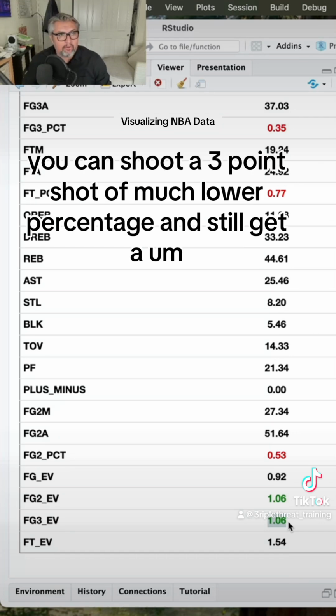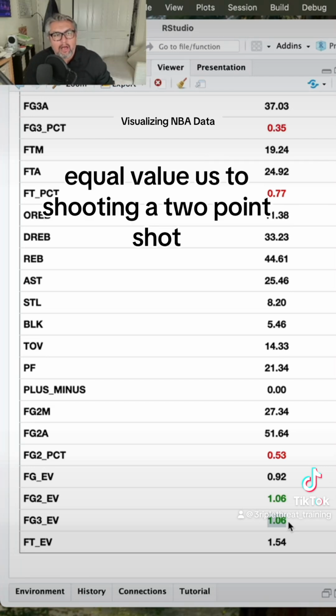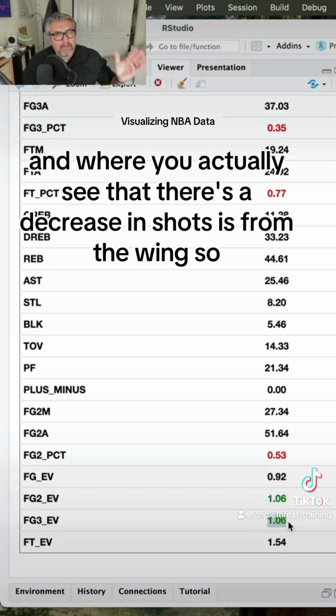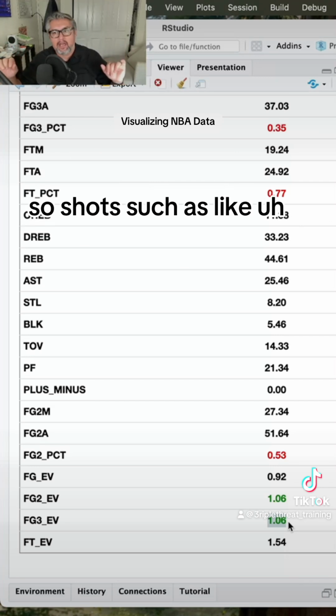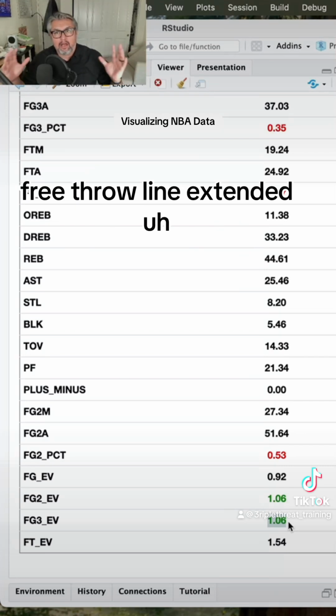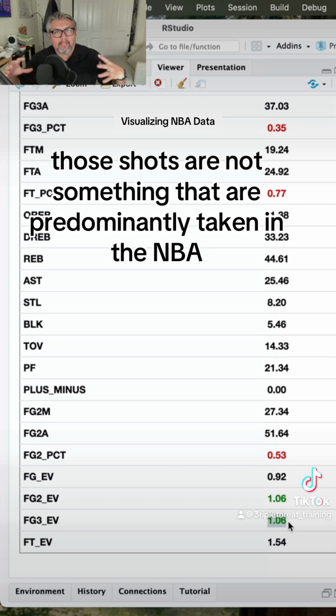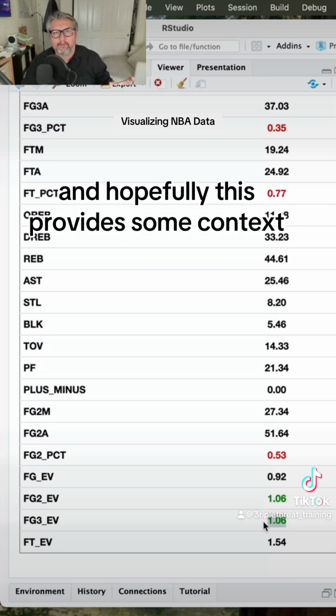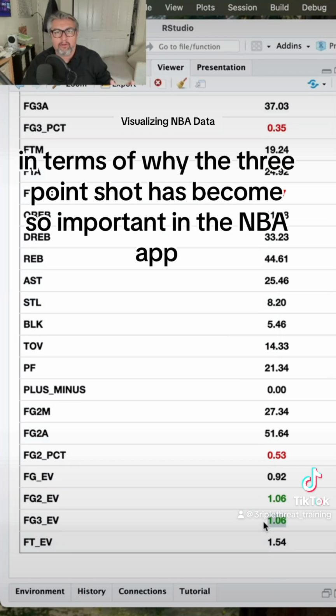You can shoot a 3-point shot at a much lower percentage and still get equal value to shooting a 2-point shot. And again, in the NBA, those shots are predominantly in the restricted area. Where you actually see a decrease in shots is from the wing. Shots such as a one-dribble pull-up or even a 2-dribble pull-up from the wing, free throw line extended, are not predominantly taken in the NBA like they were in the 90s or the 2000s. And hopefully this provides some context in terms of why the 3-point shot has become so important in the NBA.